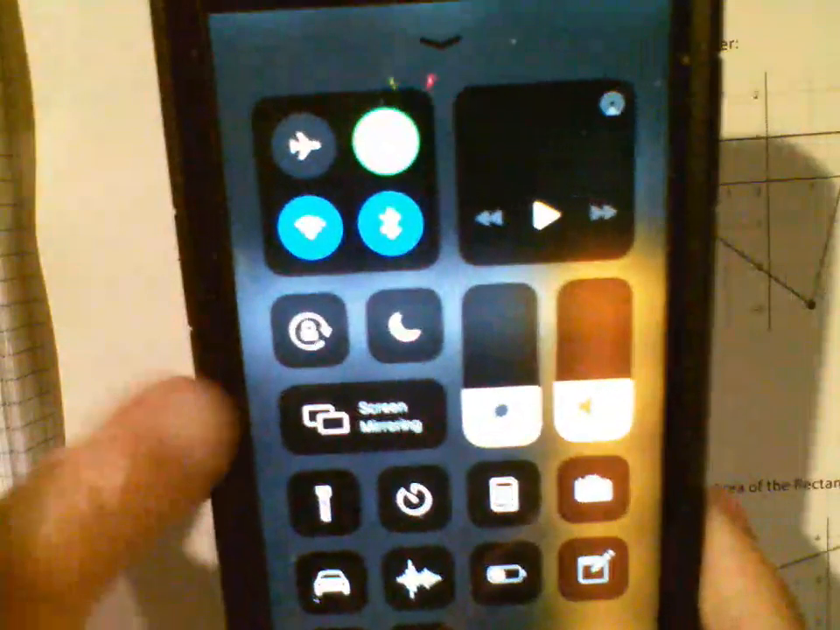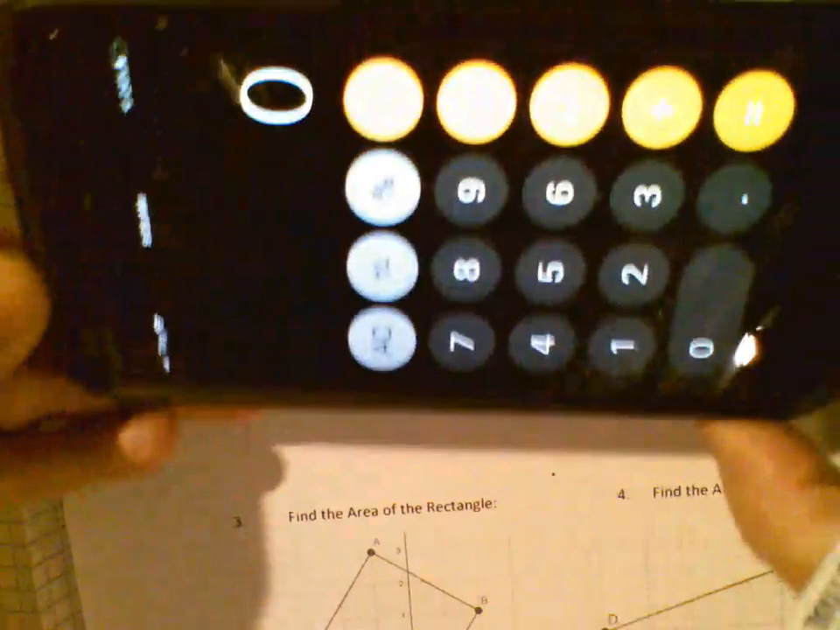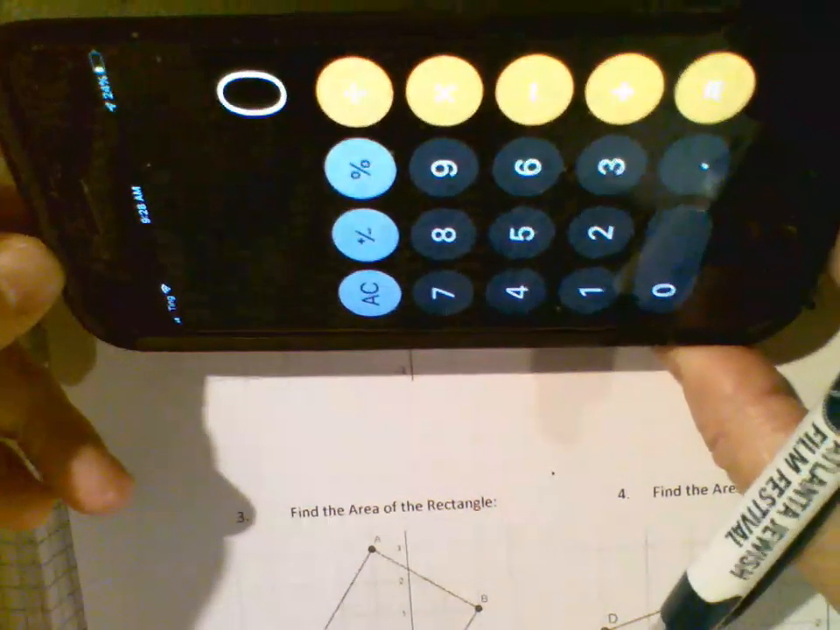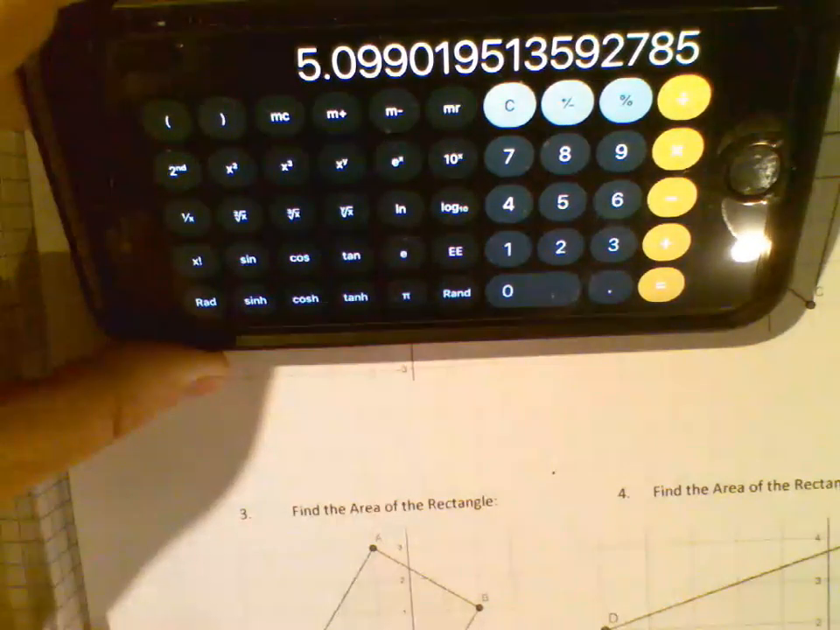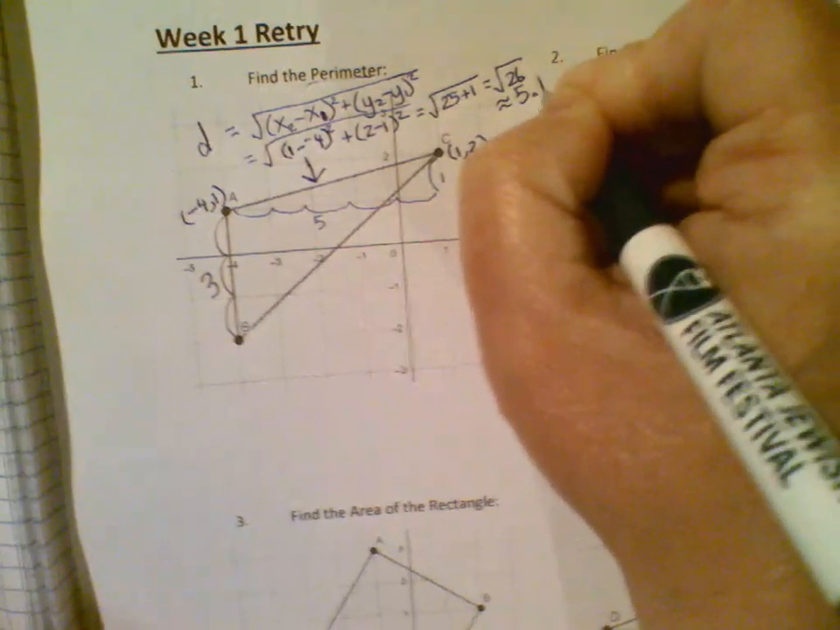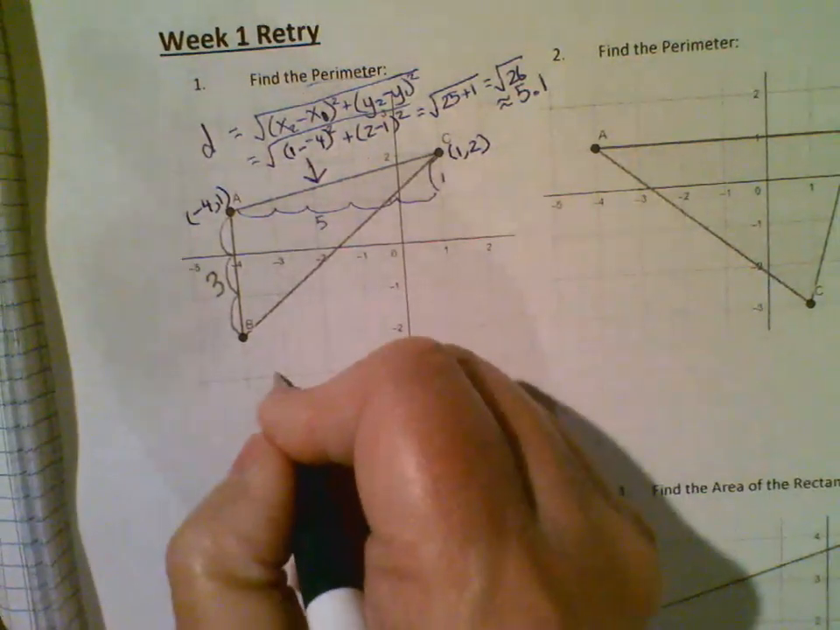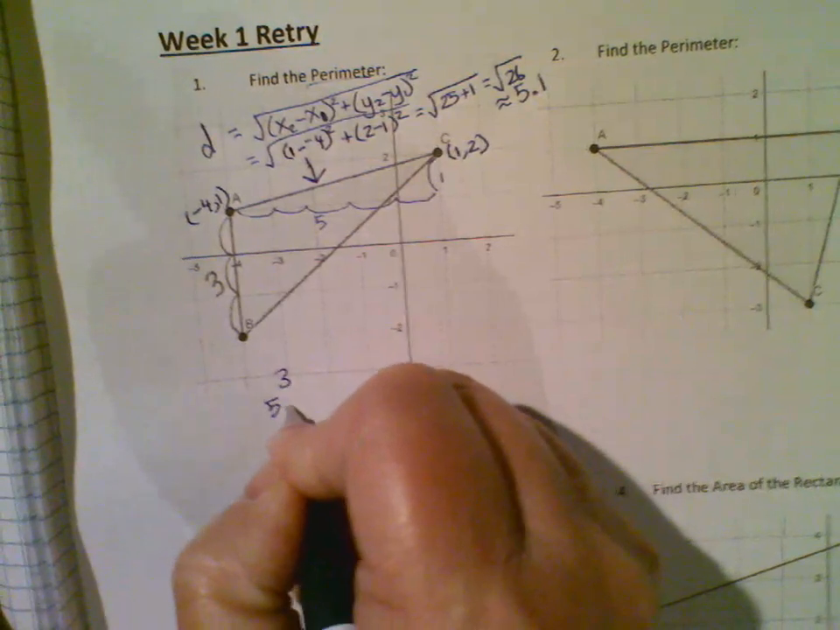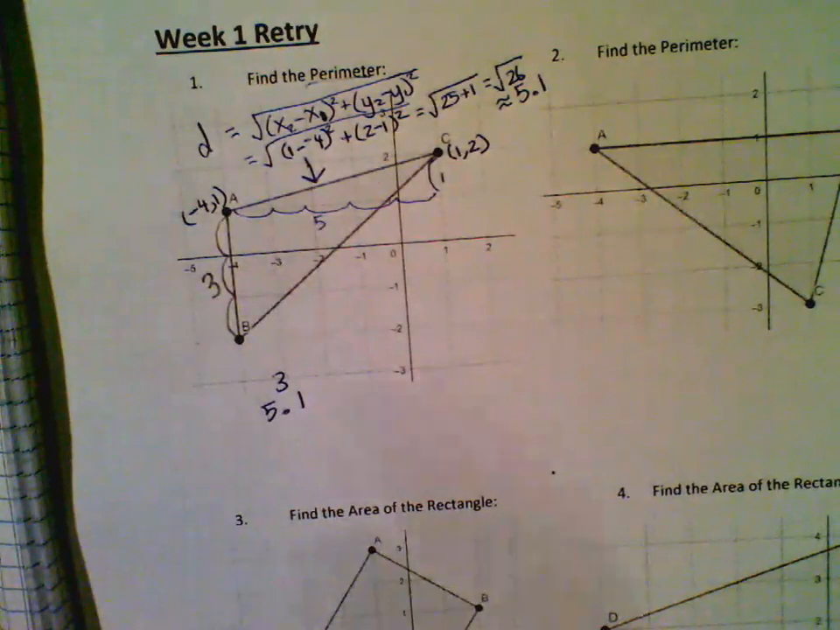I'm making sure I have rotate lock off, so that when I go into the calculator, I can turn it sideways. It'll take a minute. Come on, there we go. And I'm going to put in 26 and take the square root. Now I get 5.1. Okay, so far I have 3 and 5.1 as my sides.